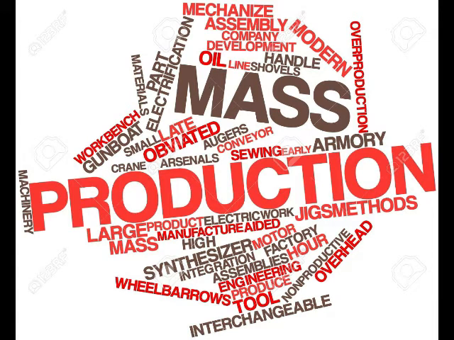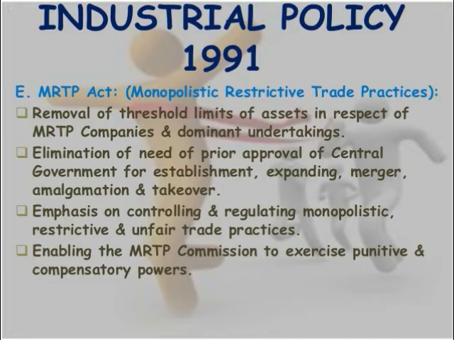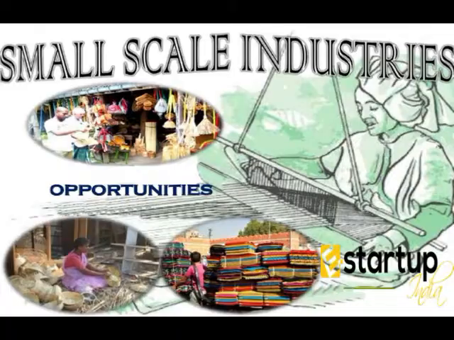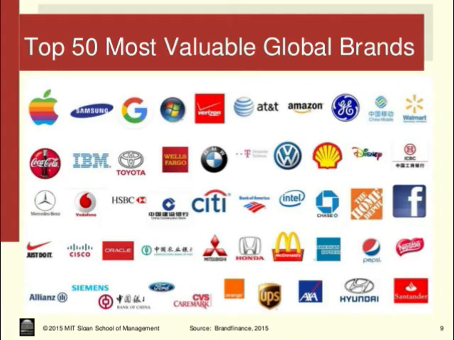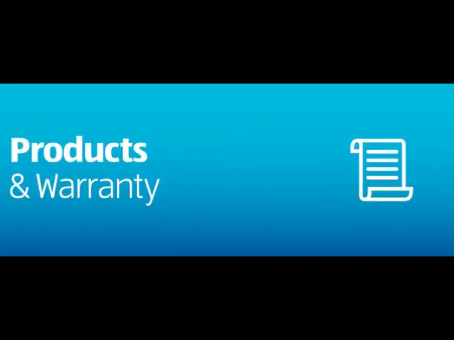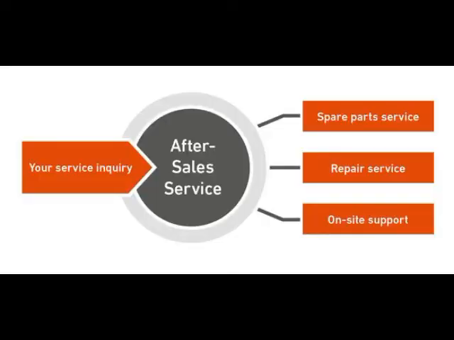Number 2. Mass production. In 1991, the Indian government introduced the Industrial Policy Act, where the role of the public sector was redefined to abolish the Monopoly and Restrictive Trade Practice Act, or the MRTP Act. In its initial phase, it helped small-scale industry to fulfill market demands. But being small-scale firms, they were unable to do mass production and were lagging behind in competing with global brands. Plus the warranty on their products and after-sales service was also not meeting customer expectations.